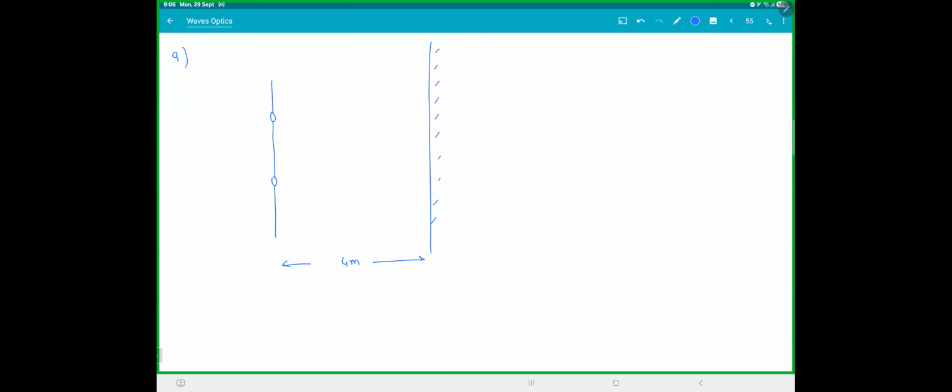Let's say this is 4 meters. This is S1, this is S2. This is point P. P is exactly in front of this thing. And this is 3 meters. Find the intensity at point P.